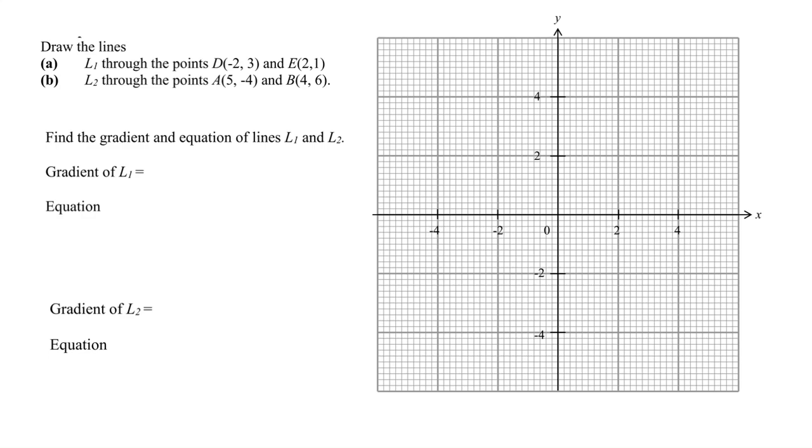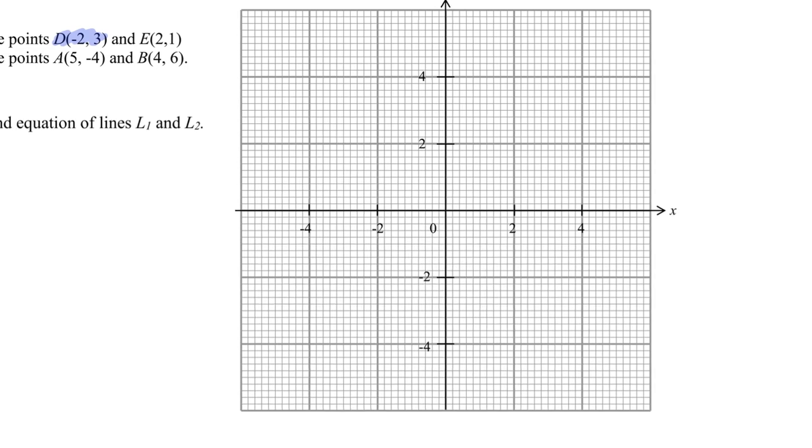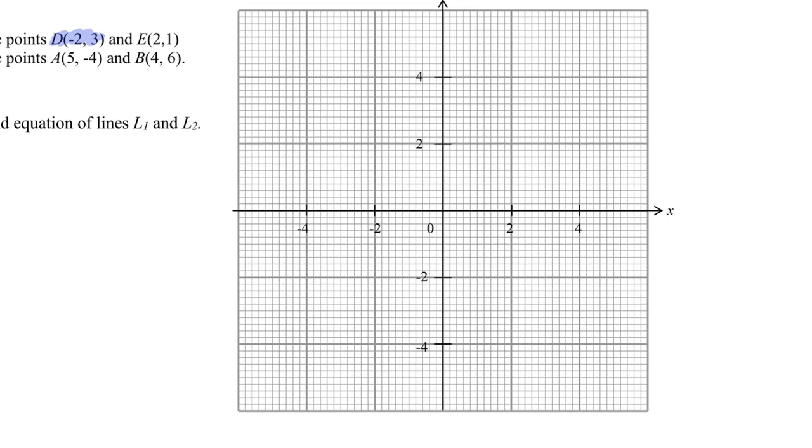Hello everyone, welcome to this video where we are required to draw two lines L1, L2 through the following points DE and AB respectively. So let's start plotting. My point D is -2 and 3. So I'm going to zoom in and start plotting. -2, x is -2, y is 3, so it will be here. This is 3, and my x is -2, so this will be my point D.